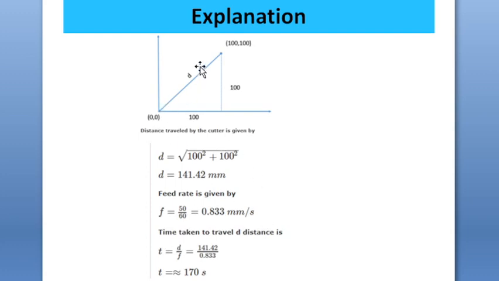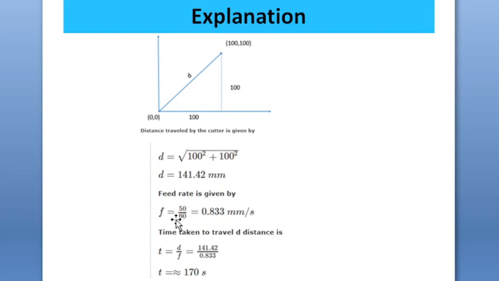First, we have calculated the distance of the slot. Then we calculate the time taken for creating the slot. The cutter moves 0.833 millimeter per second. Time taken to travel the distance D of 141.42: how much time does it take? 141.42 divided by the feed rate in terms of mm per second.